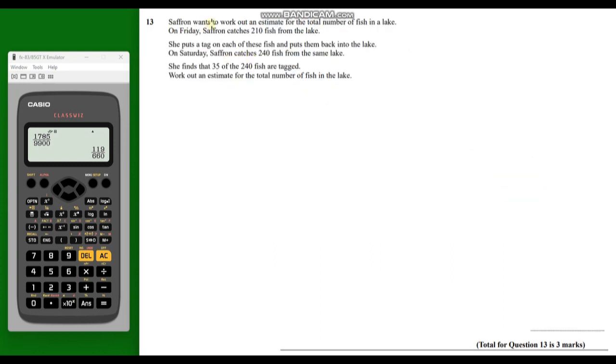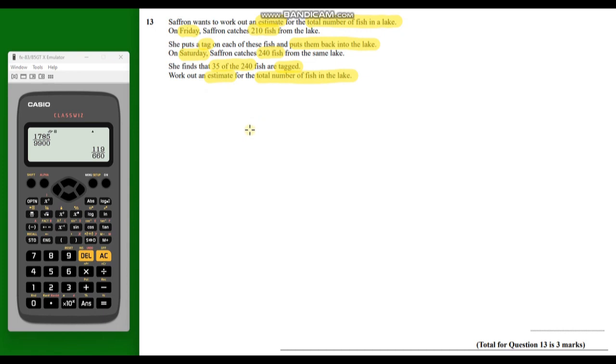Question 13. Saffron wants to work out an estimate for the total number of fish in a lake. On Friday, Saffron catches 200 fish from the lake. She puts a tag on each of these fish and puts them back in the lake. On Saturday, Saffron catches 240 fish from the same lake, and she finds that 35 of the 240 fish are tagged. Work out an estimate for the total number of fish in the lake.